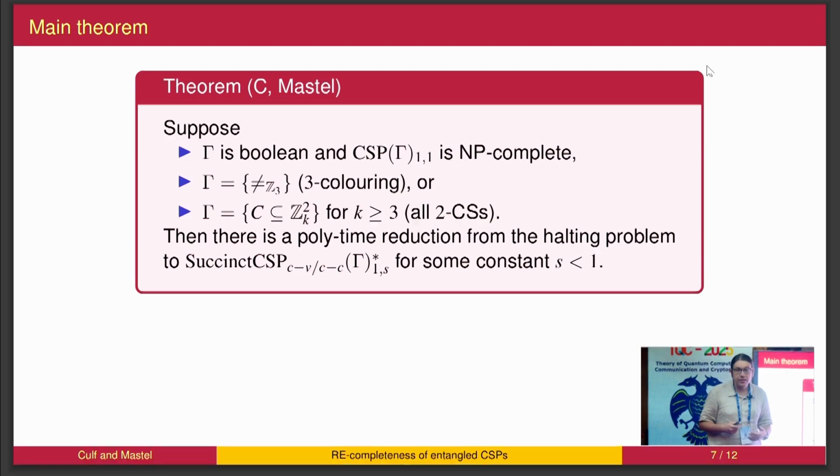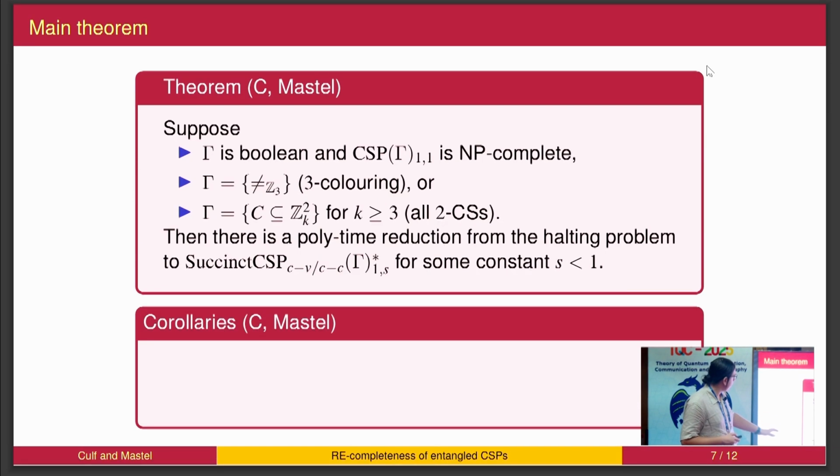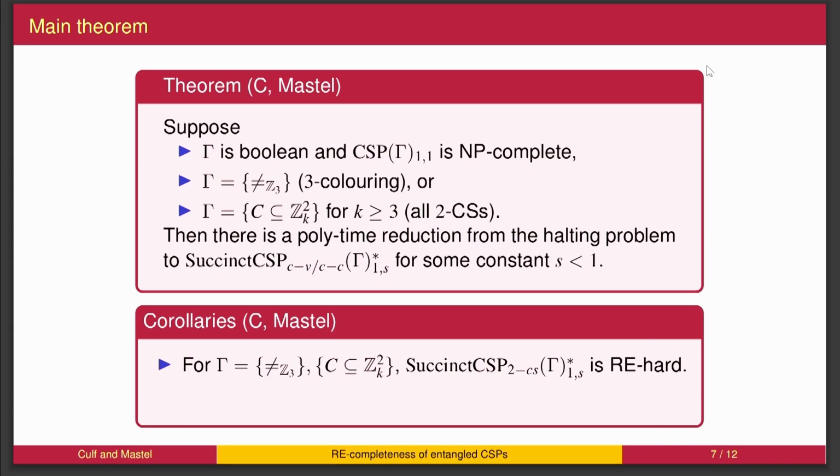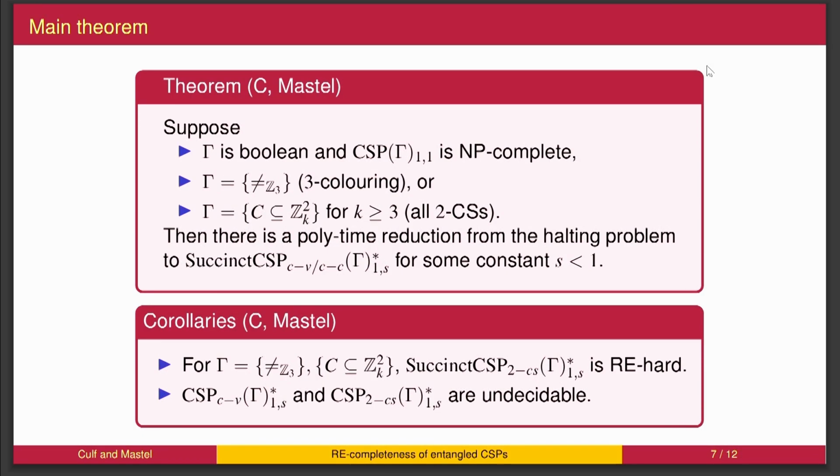So how we show this is that in these cases, we know that the classical reductions for NP completeness quantize to quantum reductions for RE-completeness. And we get a few corollaries of this result. We also know that the 2CS game, in the cases that these are 2 CSPs, also becomes RE hard. And because RE is a class where you don't really care about the time of the computational reductions, you also know that the non-succinct versions of these games are undecidable, even though there's not a polynomial time reduction specifically from the halting problem.